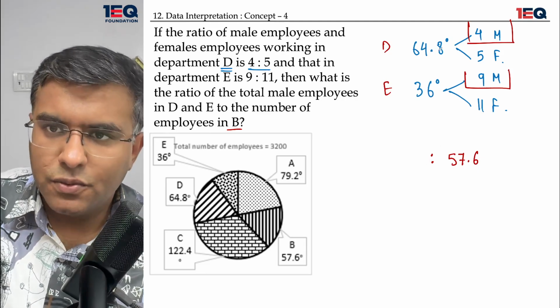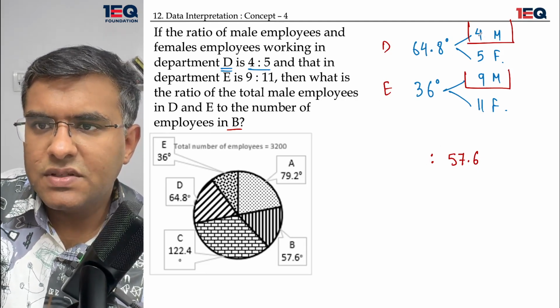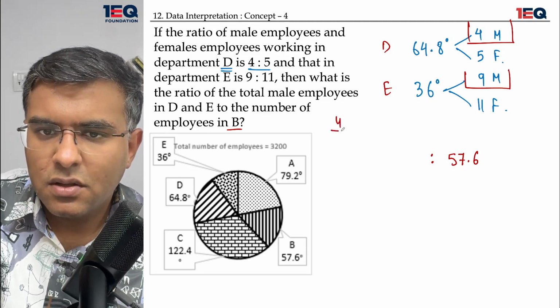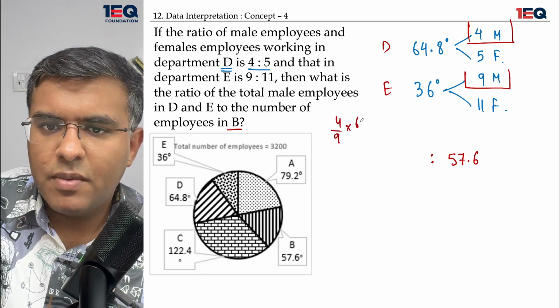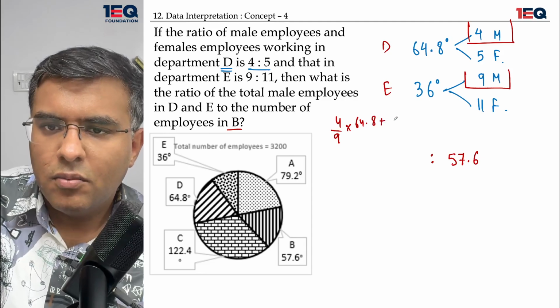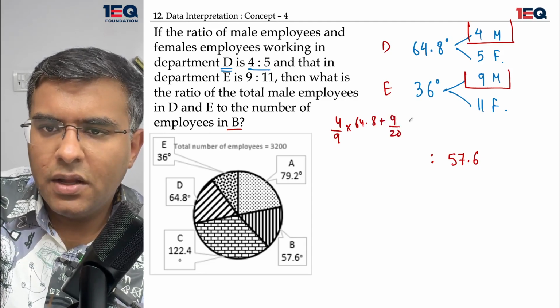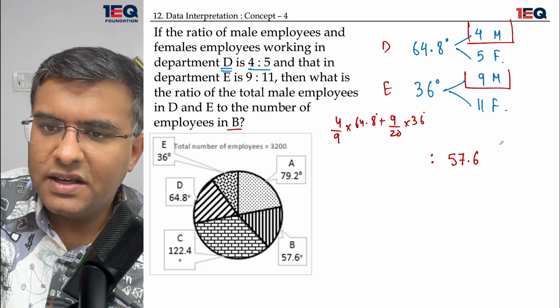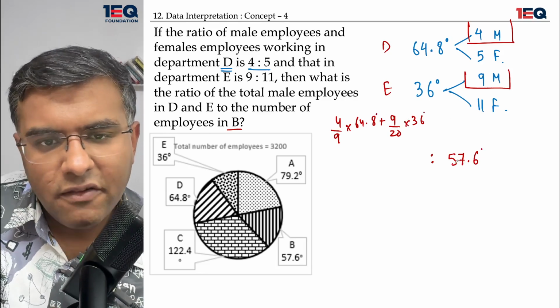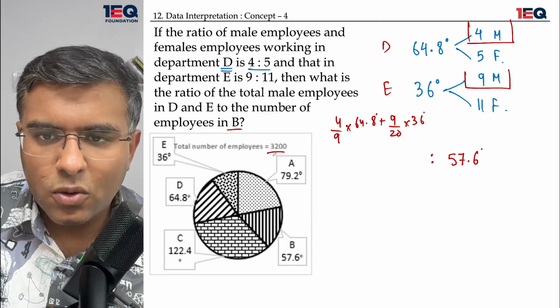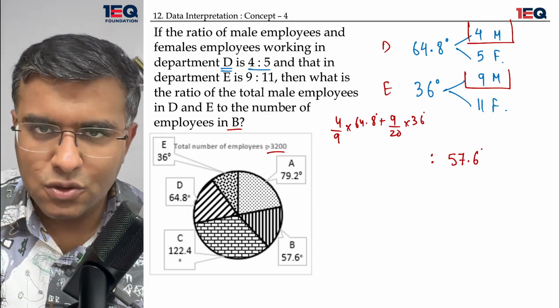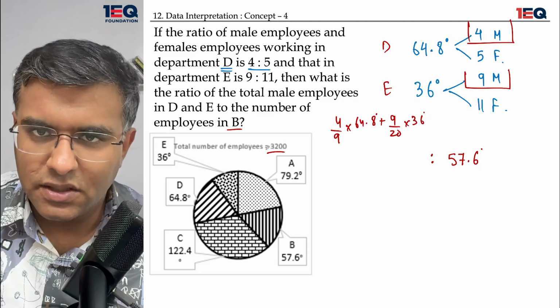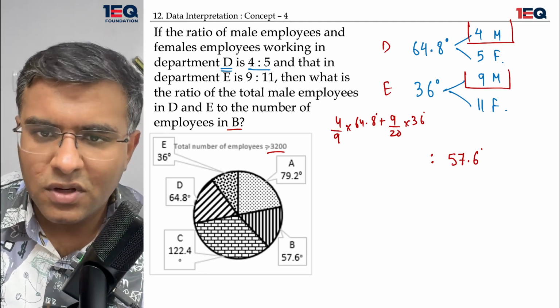Now talking about this, 4 upon 5 means 4 by 9 multiplied by 64.8 plus 9 upon 20 multiplied by 36. Everything is in degrees over here. We need not bring them down to any total numbers because these are ratio questions. Ultimately, it will get cancelled. So there is no point in bringing them down to numbers.